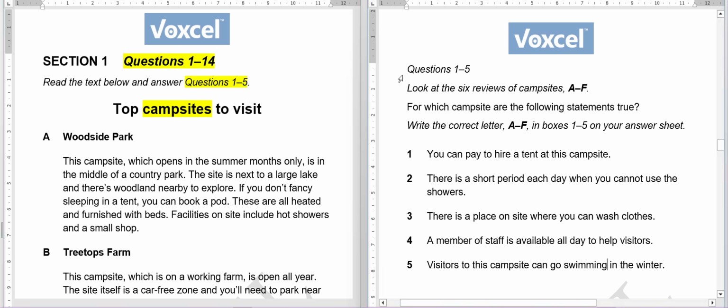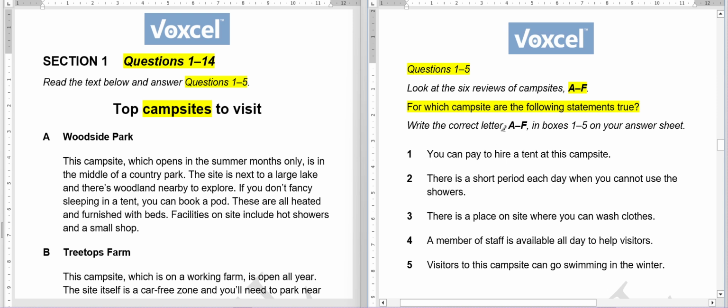So let's see. For questions 1 to 5, you will see the instructions: look at the 6 reviews of campsites A to F. So we have been given 6 campsites. For which campsite are the following statements true? We have to be very careful about this. You should not write True or False in front of these questions, because I have seen students make these kinds of mistakes when they are new. Here they are saying you have to tell for which campsite these statements are true.